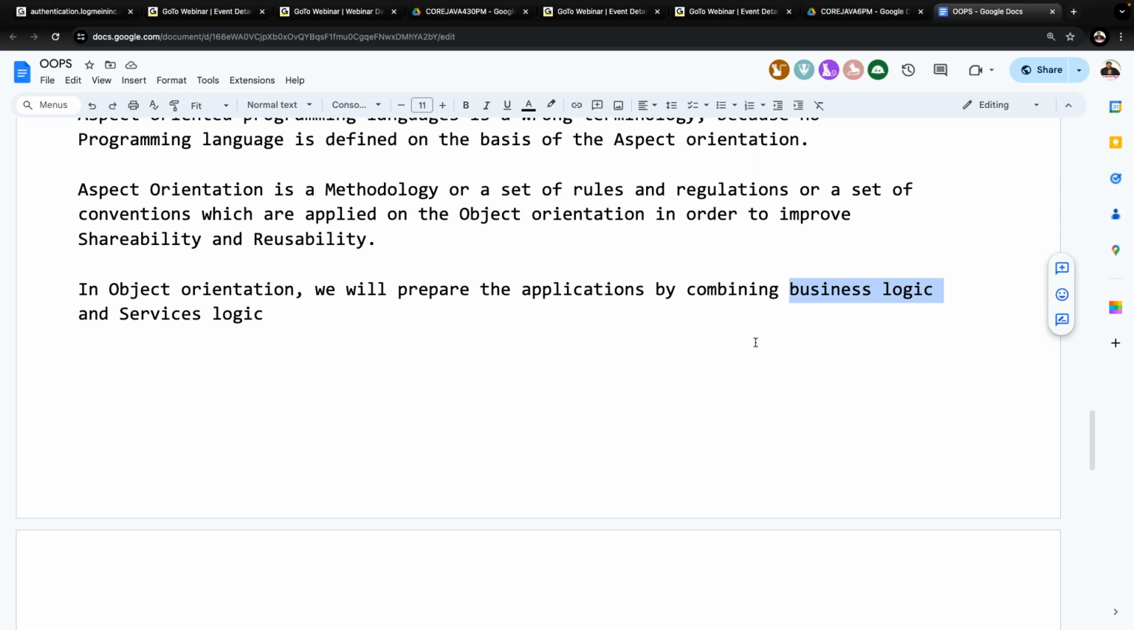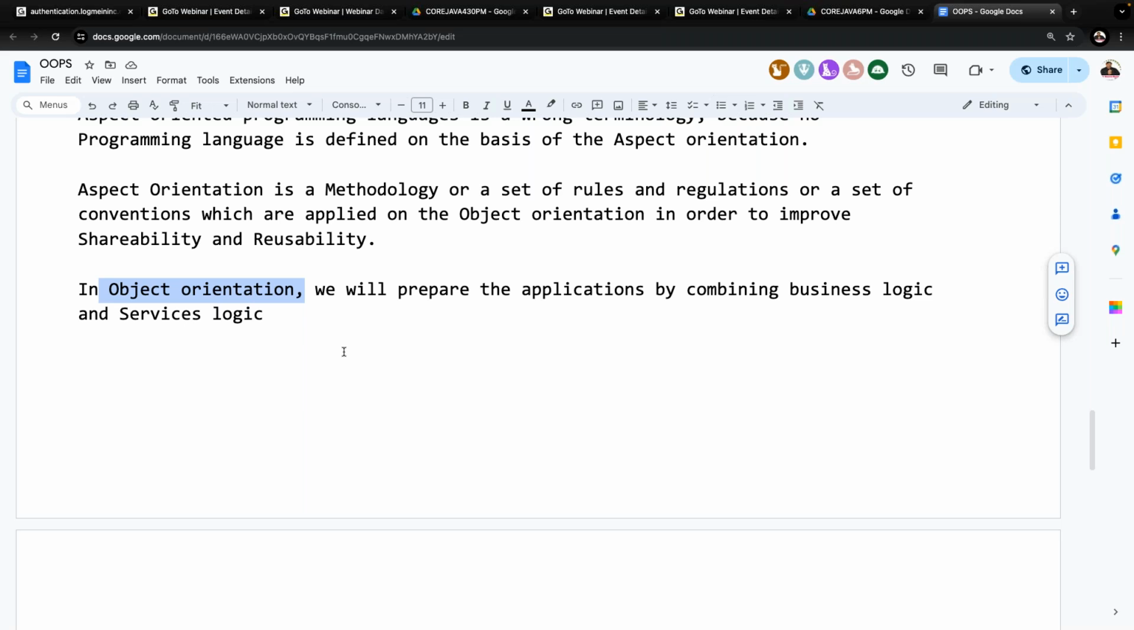Now tell me, in any enterprise application, both the services and business logics must be required or not? If we take any enterprise application, we have to provide both the business logic and the services logic. If we prepare applications by combining business logic and services logic, then the mode of orientation is object orientation. That is a style of writing programs in object orientation. We prepare the applications by combining both business logic and services logic. Is that clear?